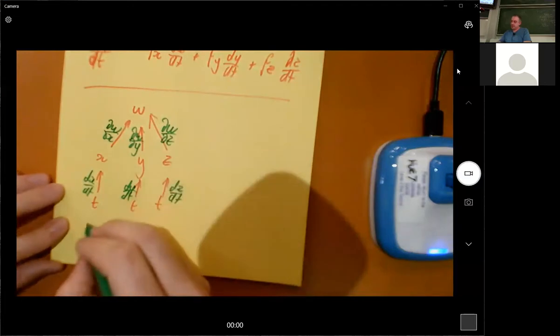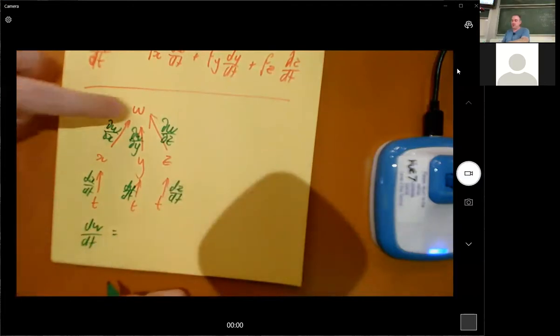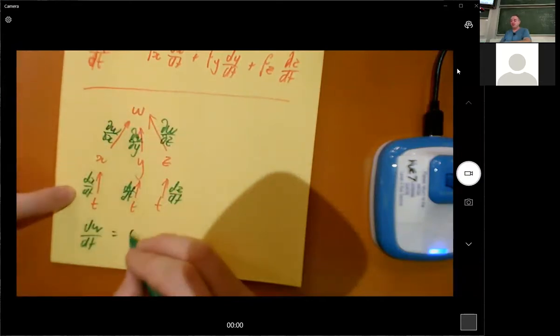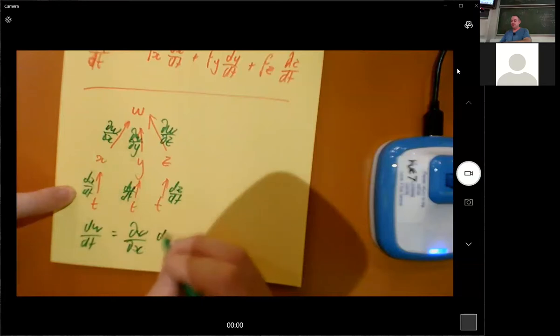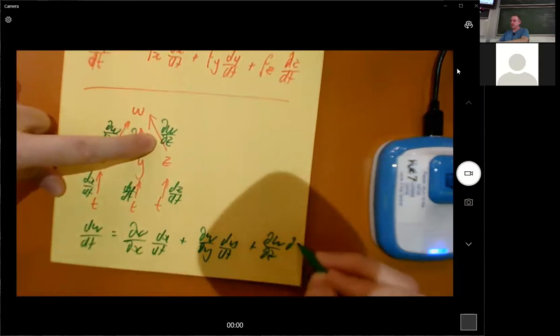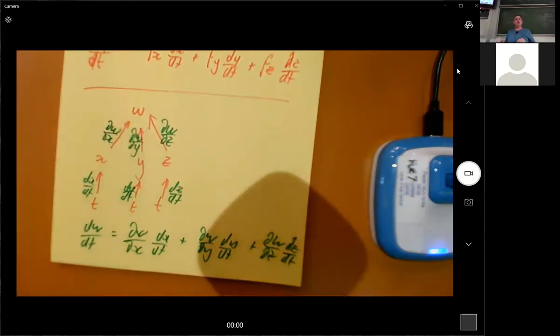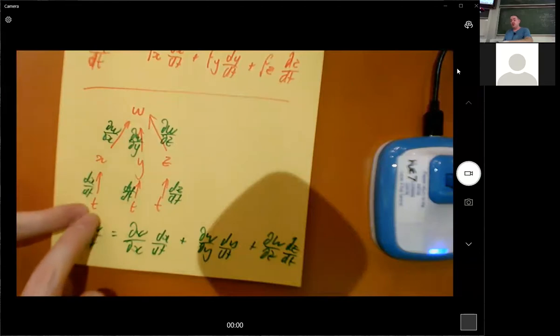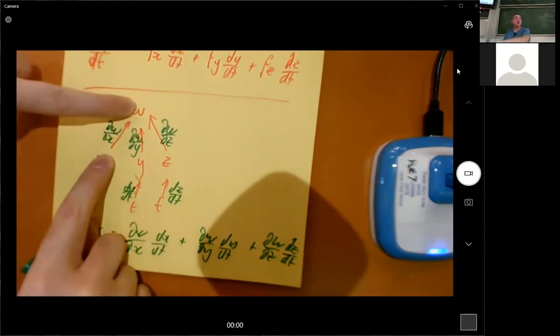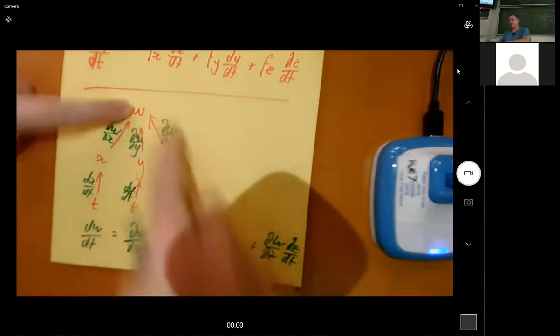And so dw on dt would be multiply down the branches, dw on dx times dx on dt, plus dw on dy times dy on dt, plus dw on dz times dz on dt. So it's a schematic that helps me keep track of what's going on, but this is saying that when t moves, this is how much I need to multiply the change in t by to figure out how much x changes by, and then I need to multiply that by this to figure out how much w changes by, but I've got to keep track of all three of the variables, so I need to add them together.